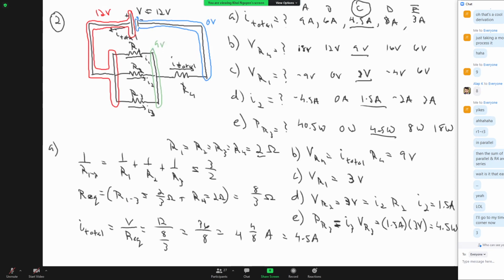There's the answer for part A, B, C, D, and E, respectively. Looking at the voltages and the currents using our junction rule and our loop rules. Any questions on how we got that?